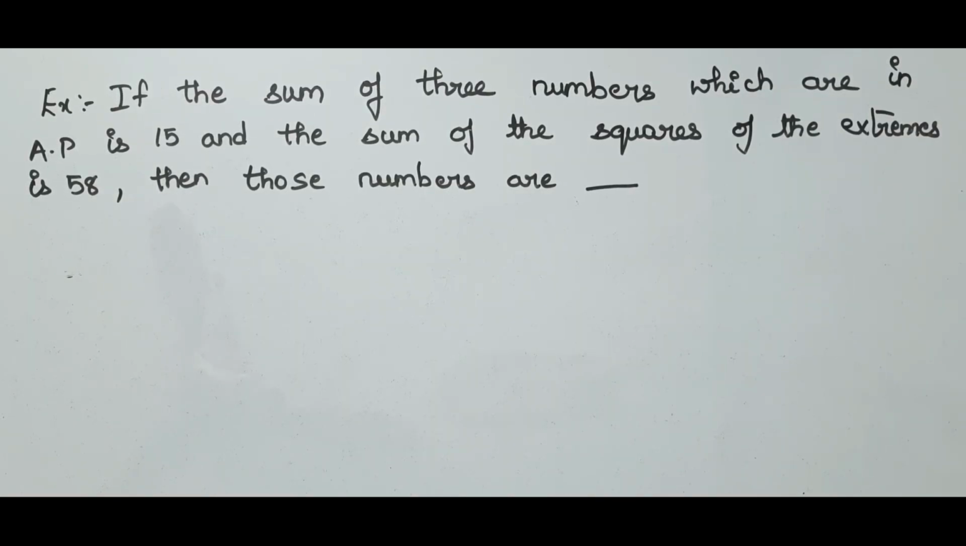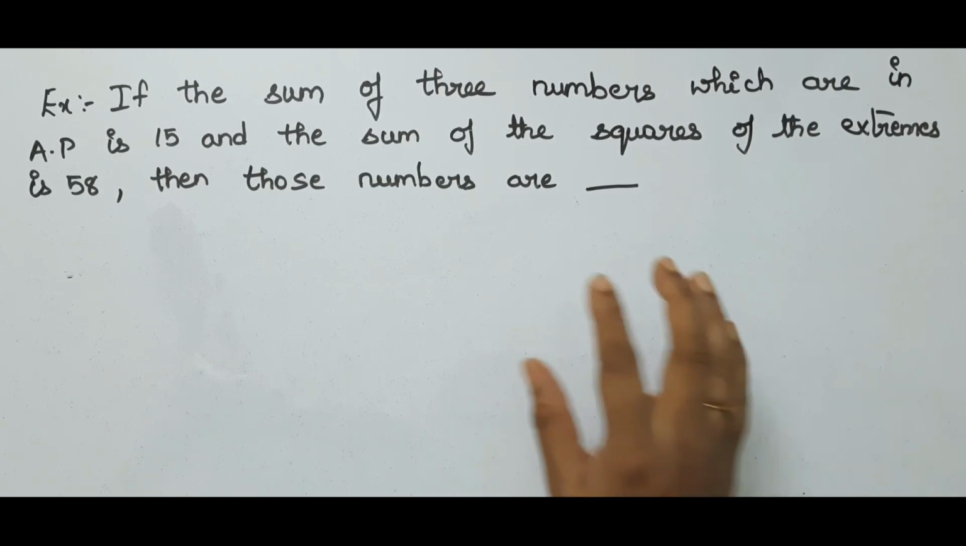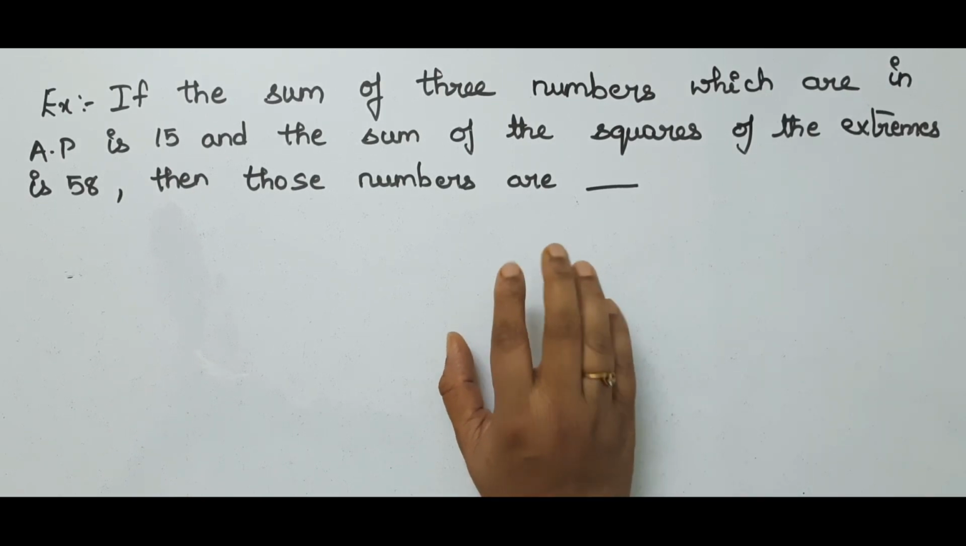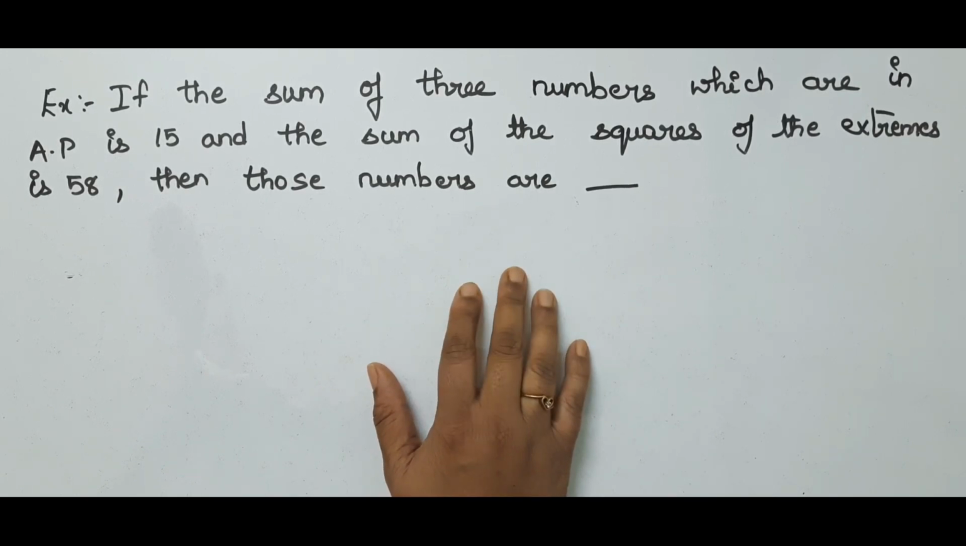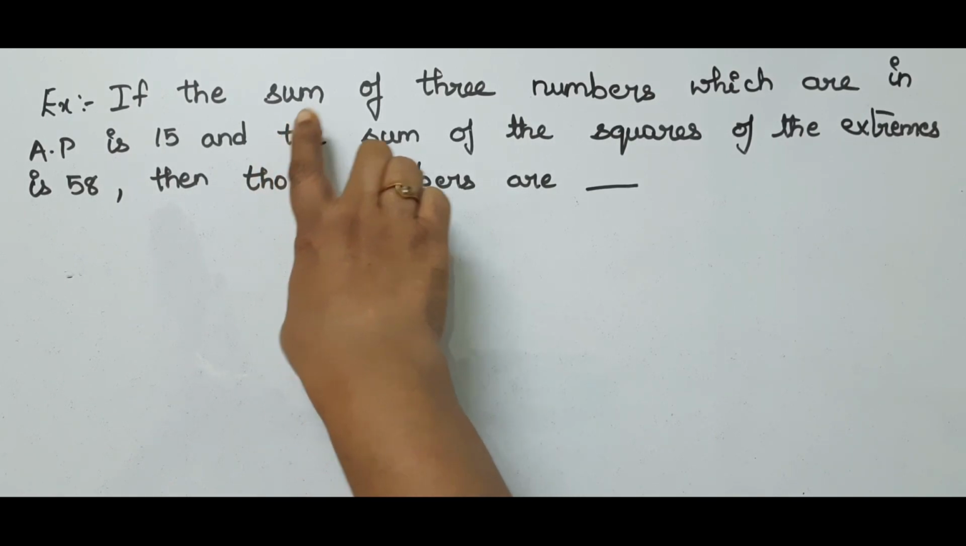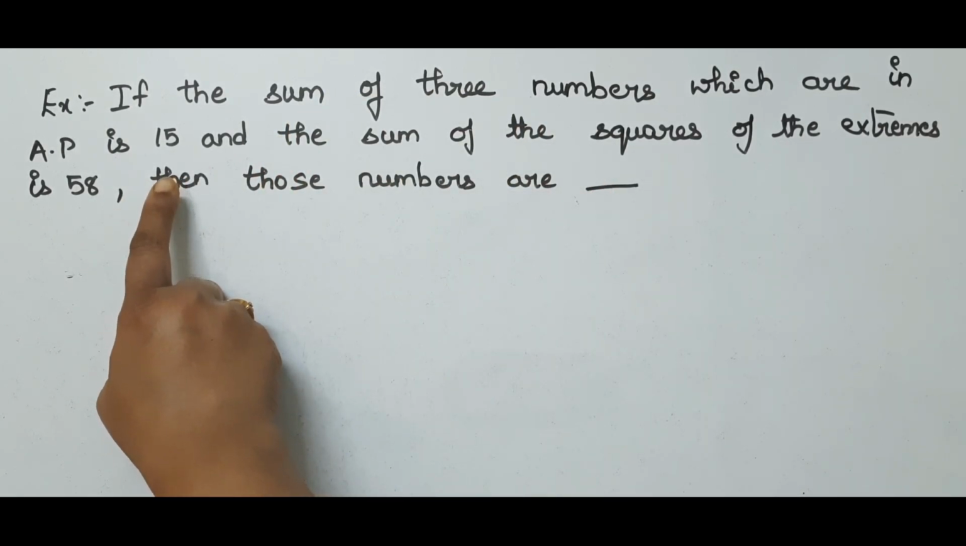Suppose the example is: if the sum of three numbers which are in AP, that is arithmetic progression, is 15 and the sum of squares of extremes is 58, then those numbers are. Whenever you see this type of problem, first we have to check how many numbers they have asked us to take. Here we have to take three numbers, is it not? They didn't specify the three numbers, but they gave the condition that the sum of the three numbers is 15.